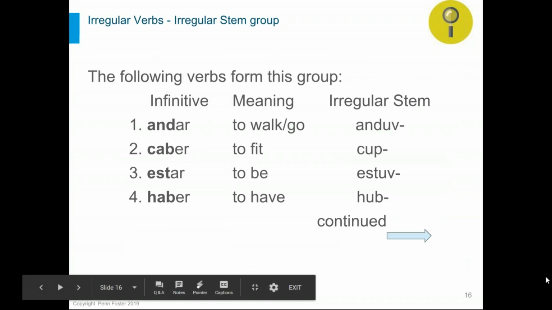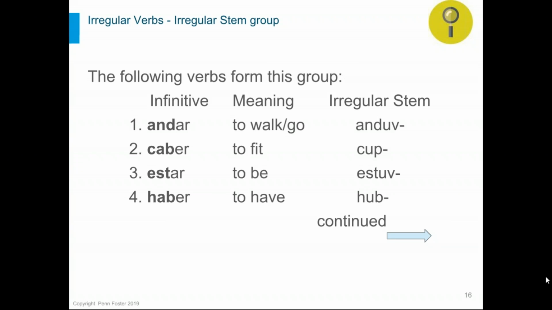All right, so the first 4 of the 11 irregular stem verbs are seen here on this slide. Looking at andar to begin with, the verb that means to walk or to go. Normally, if andar was to be regular in any tense, and would be its stem. But in the preterite tense, it is irregular. So for this particular verb, you're going to add these 2 letters, U, V, to the stem.